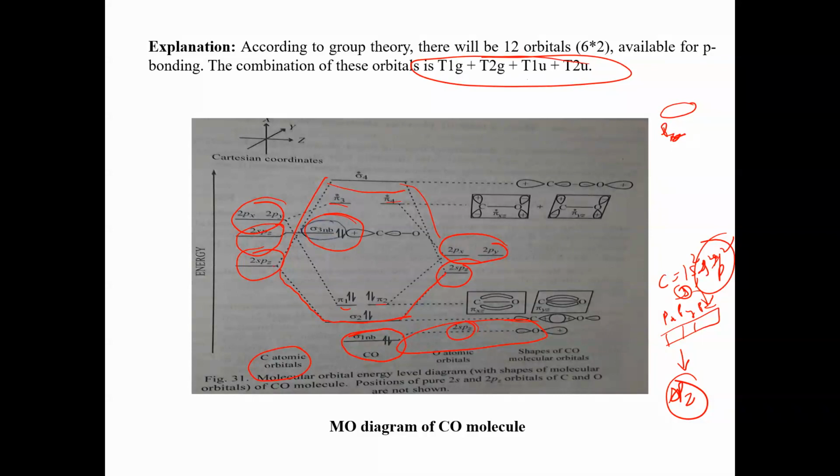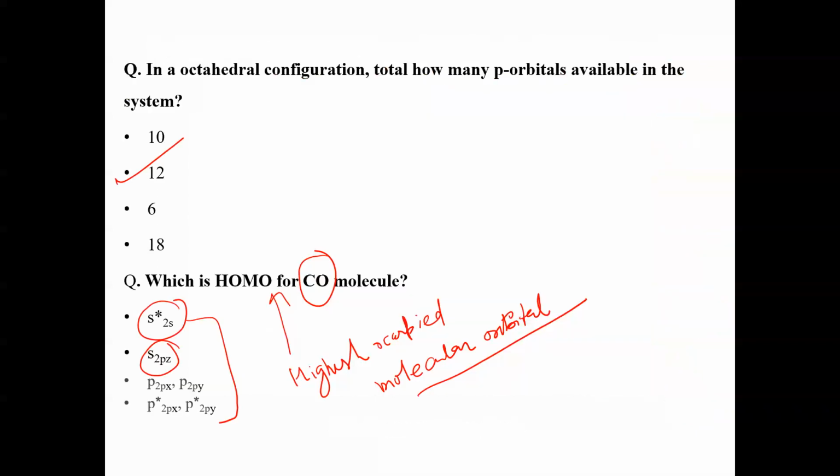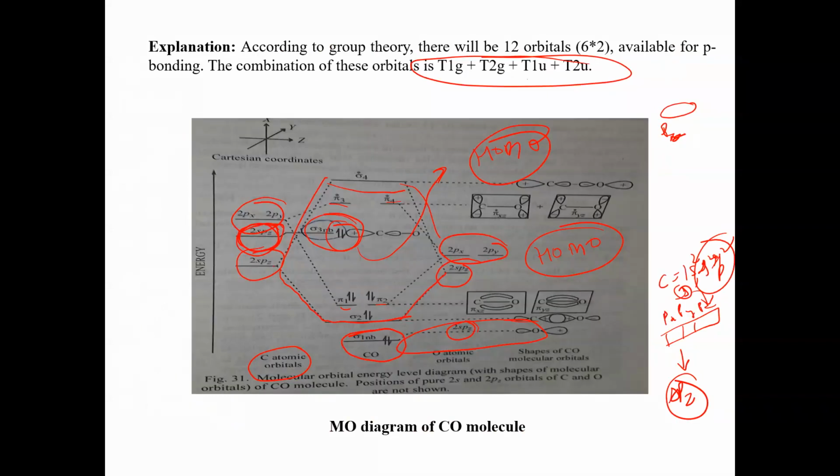So if I number them, sigma 1, sigma 2, and sigma 3, this is the third sigma orbital. And if you identify the HOMO, the highest occupied molecular orbital, this is the highest occupied orbital, also called HOMO, and it is coming from sp. So this sp will be the HOMO for the carbon monoxide molecule. Okay, clear? Any question?